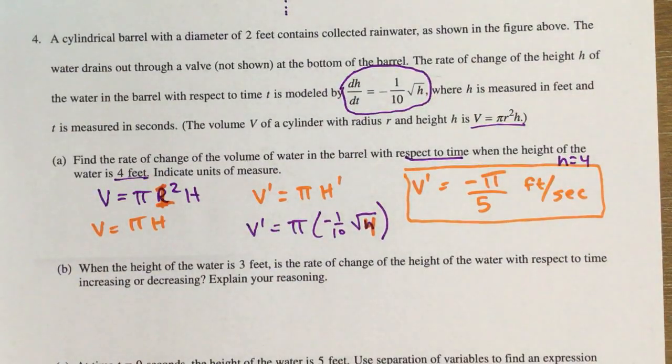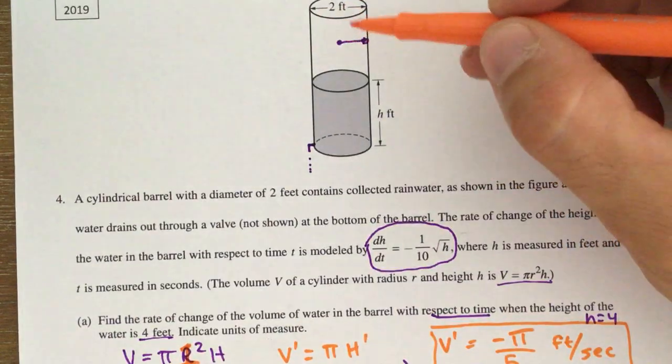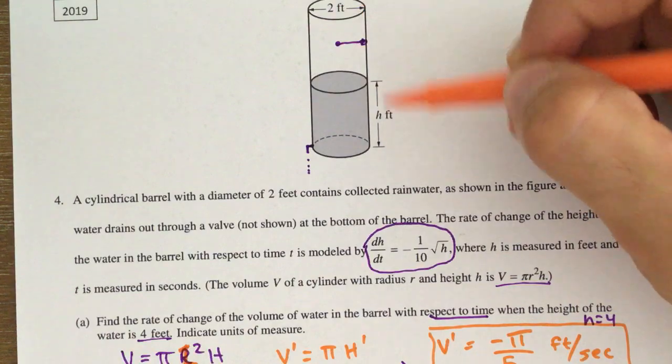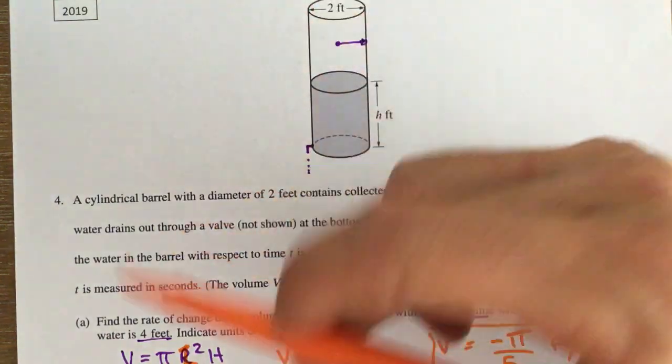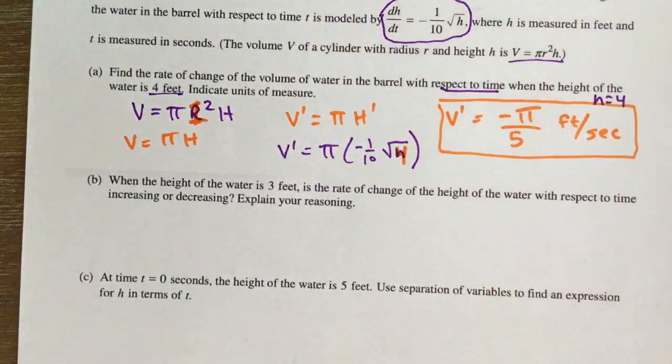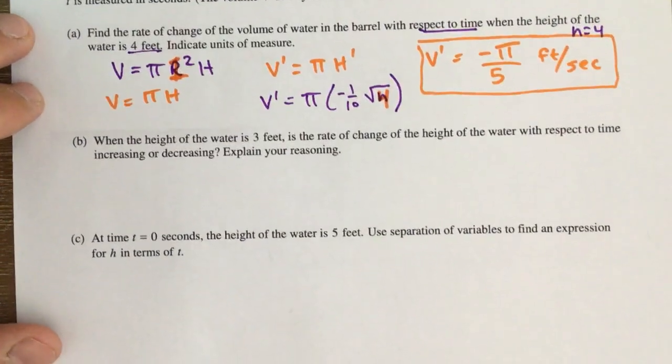Okay. Before, we've had cones that are dripping blood. We've had all kinds of different problems, but this one was a little bit easier because we only really had h as a variable and we had v as a variable. Okay, let's try the next part.